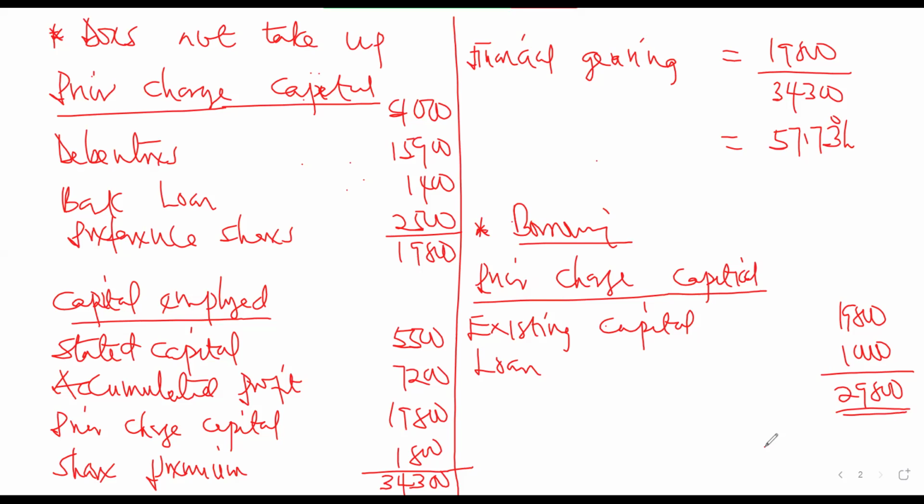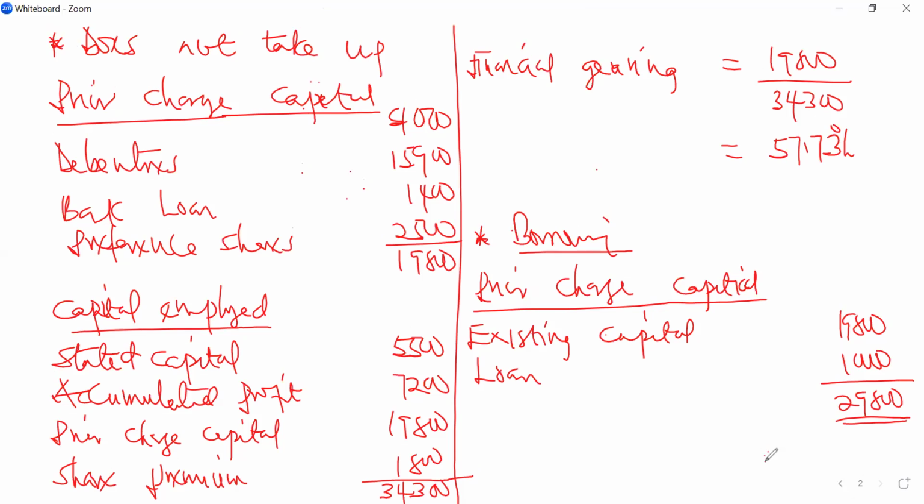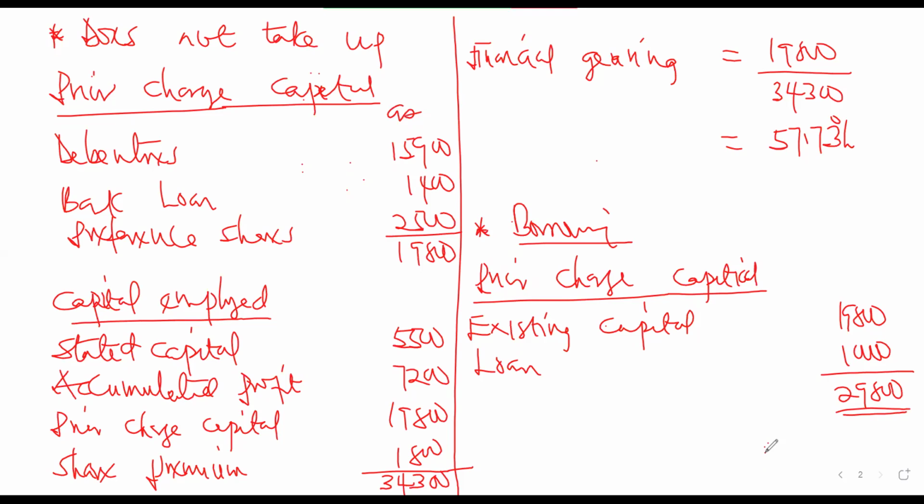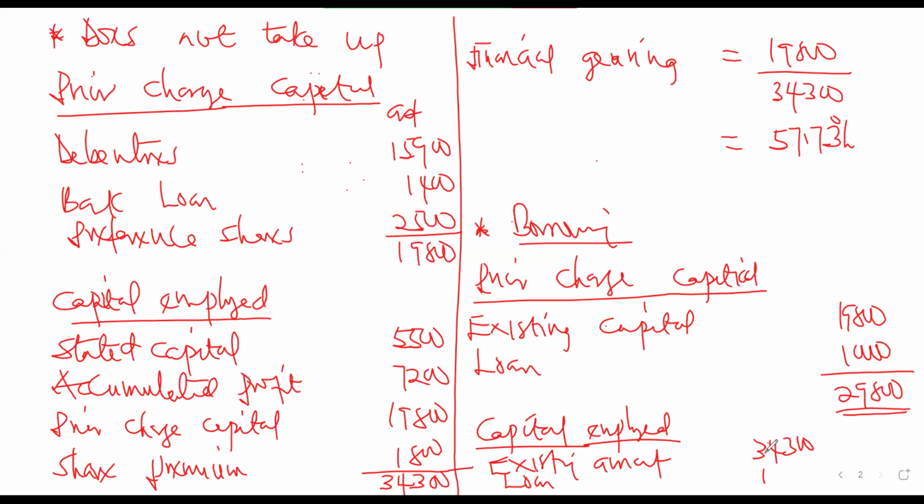Sometimes they hang zeros on top, but if there are no zeros, you can just leave it like that. If there are no zeros, just look at it and do your work. So we come to our capital employed. Our capital employed will be the existing amount, 34,300, and the loan now increases it by 10,000. That will give us 44,300.